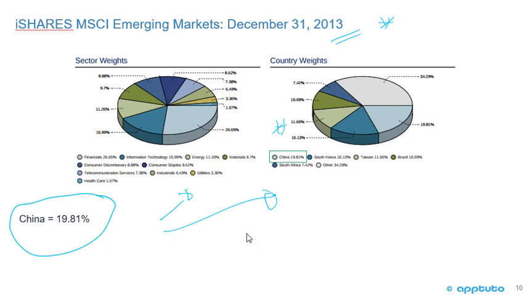So there's no doubt that the markets there are becoming more important in the global frameworks.